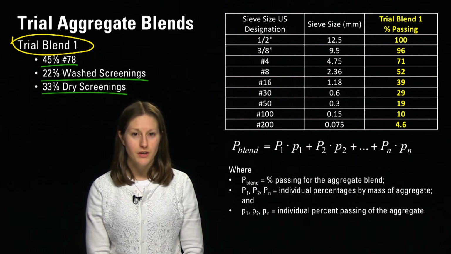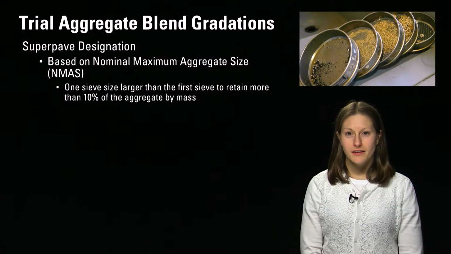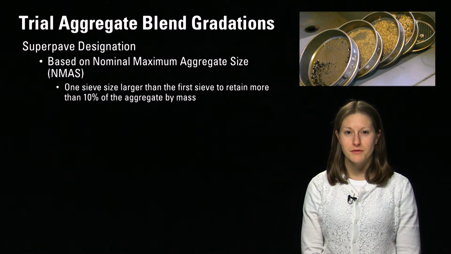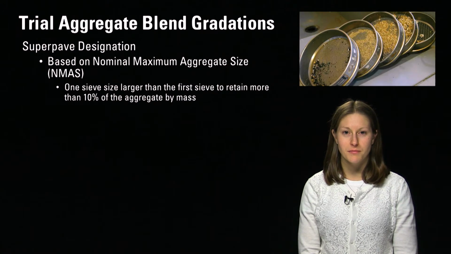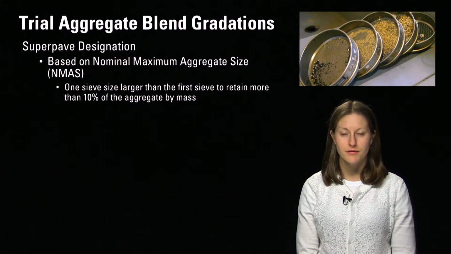This is the same equation that we followed in the aggregate portion of this class when we covered aggregate gradation blending. We give Superpave asphalt mixtures a designation based on their nominal maximum aggregate size, abbreviated NMAS. The nominal maximum aggregate size is defined as one sieve size larger than the first sieve to retain more than 10% of the aggregate.